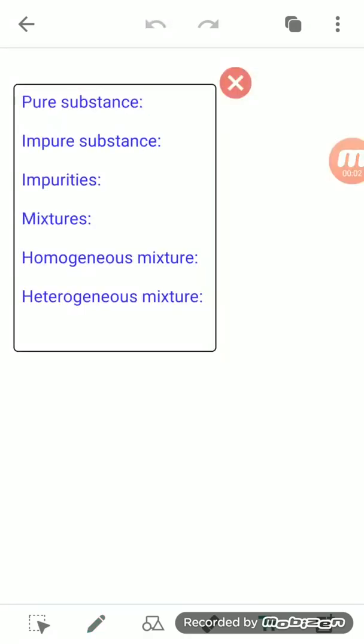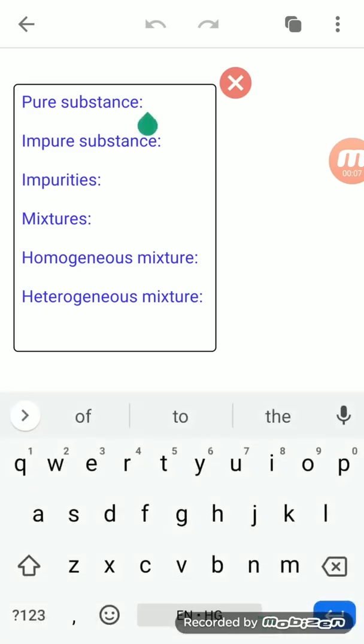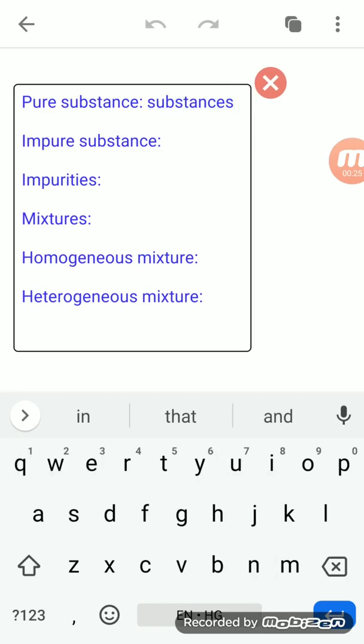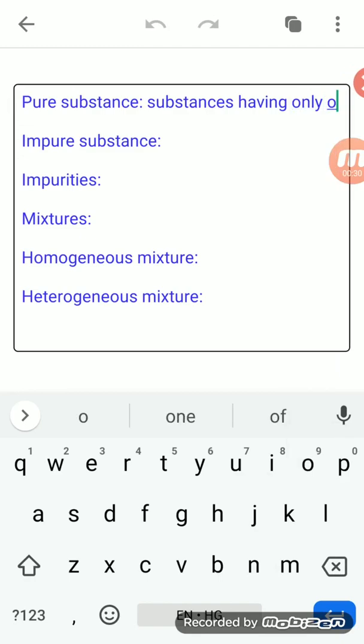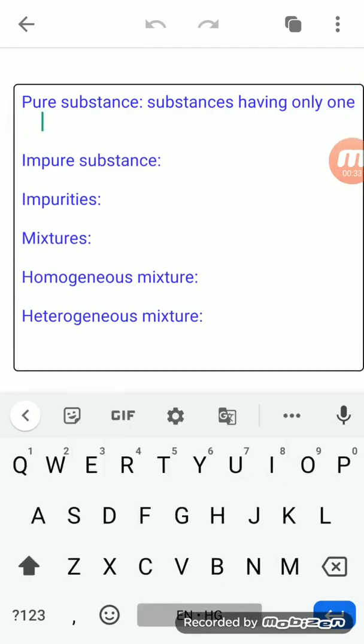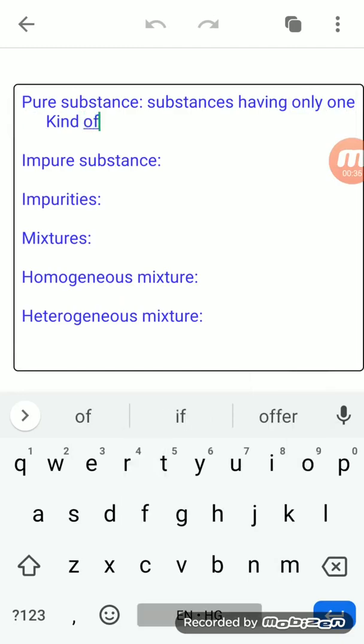Before we go further, we should understand some of the terms in the separation of substances, like pure substance. What is a pure substance? Many substances around us consist of only one type of constituent particle. So we can say substances having only one kind of component, these kinds of substances are the pure substances.